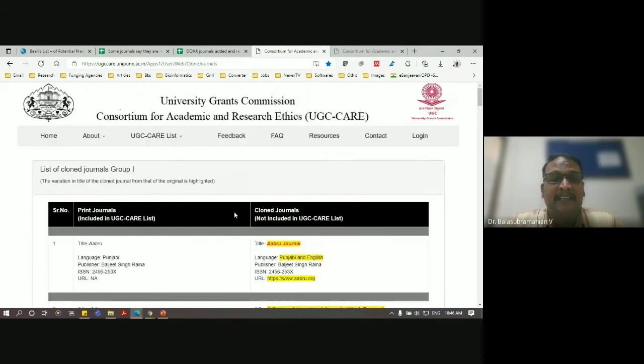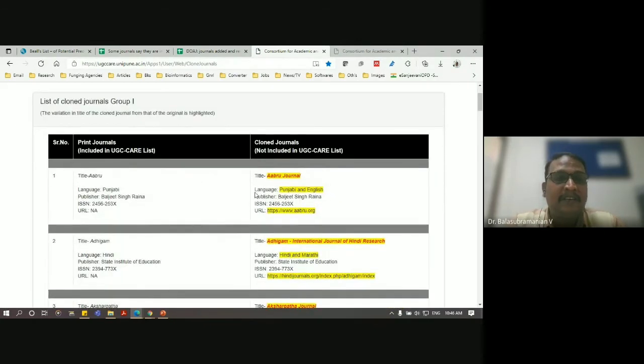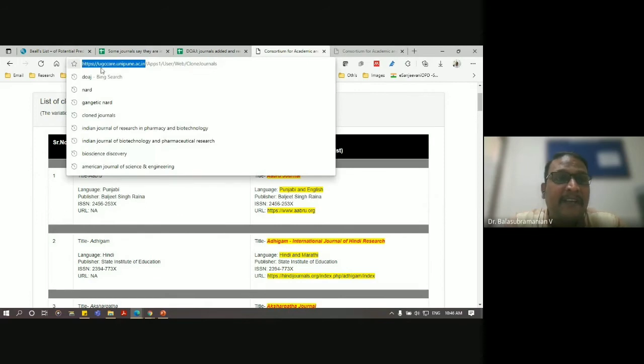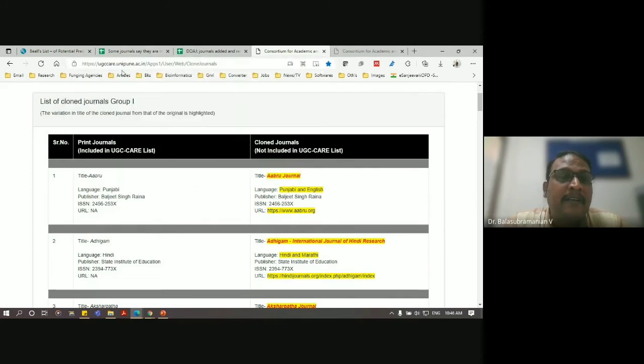Another is the UGC CARE journals and cloned journals. There is a list of cloned journals. We can say here there is a cloned journal with group one, right? UGC has listed two groups. UGC CARE listed group one and group two journals on the website, right? So this is a UGC CARE list. This is the official ac.in, University of Pune, right? They published it, and this will be taken care of by the University of Pune, right?